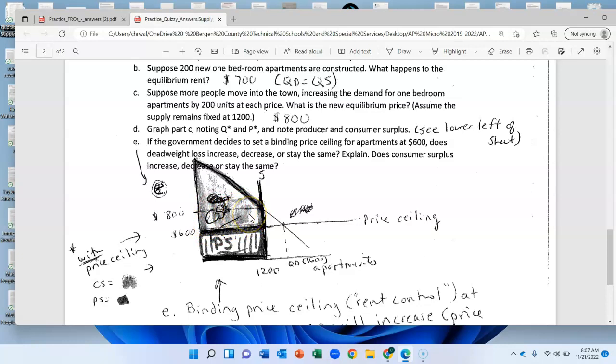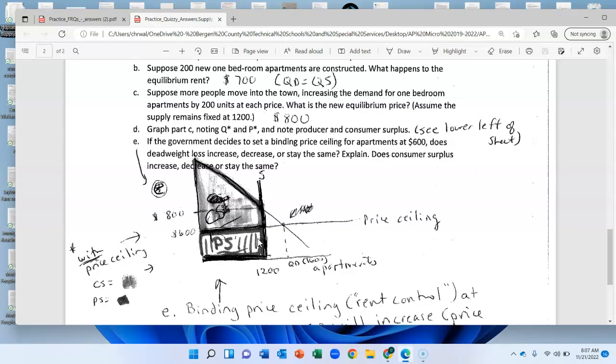Even more consumers are going to be better off, not because we have more consumers, but in this case, we have consumers who are paying $200 less for an apartment. So all 1,200 apartments are going for $200 less. Of course, producer surplus is going to be smaller. So consumer surplus increases, producer surplus decreases because producers are not better off. They are offering the exact same amount of apartments, but at a price of $600 instead of $800, right? So they are decisively not better off.